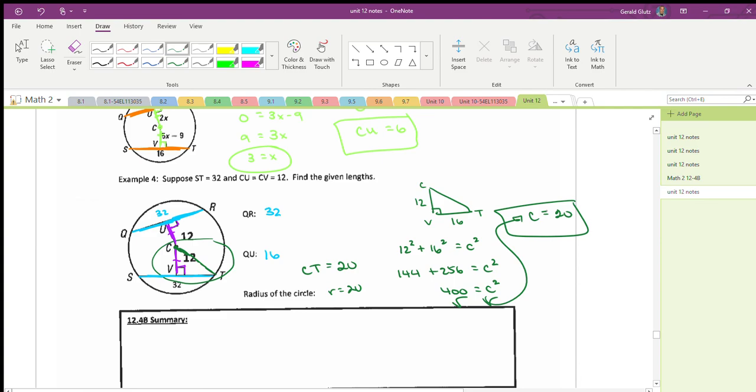And I know I did not do plus or minus here, which I should have, but since I'm trying to find the radius, you can't have a negative radius, so we're just going to use the positive. And that's going to do it for the notes.